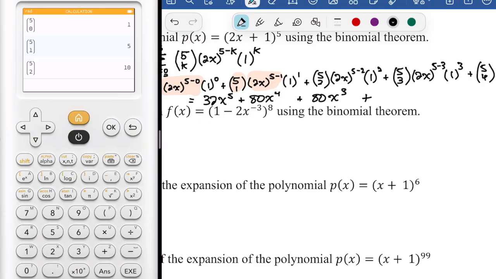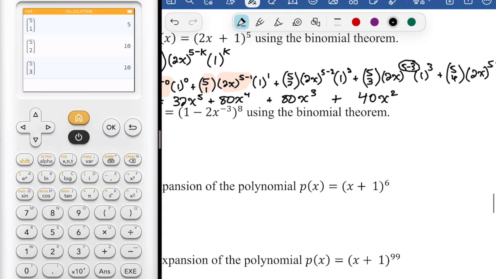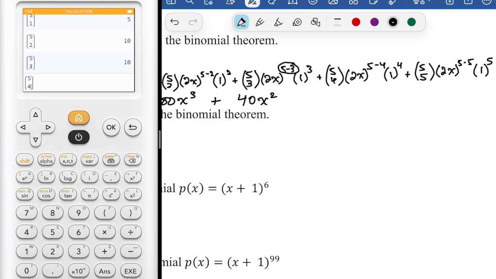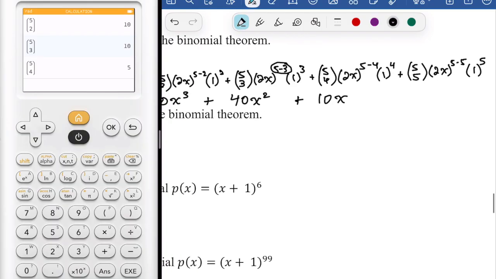Plus 5 combination 3 is also 10. 2x to the 2nd power is going to be 4x squared. 4x squared times 10 is 40x squared. Same idea, 5, 4 is a 5. 2x to the first power is just 2x, so 10x. And this goes to a 1, this goes to a 1. So does this. 1 times 1 times 1 is 1.